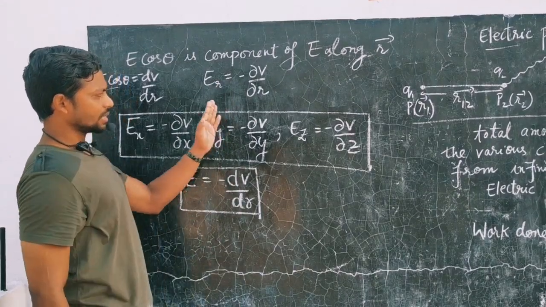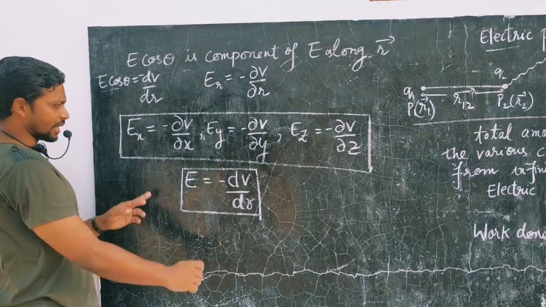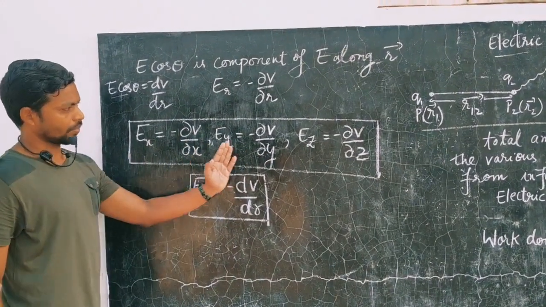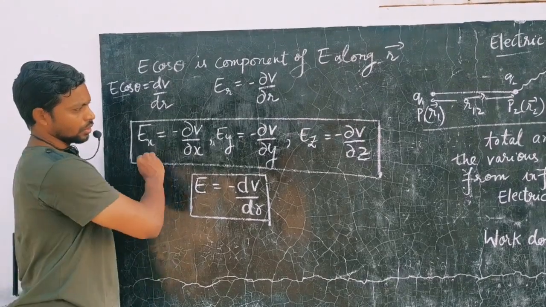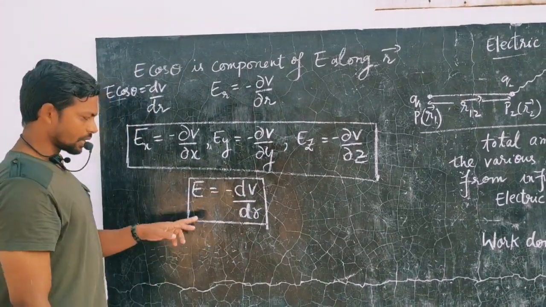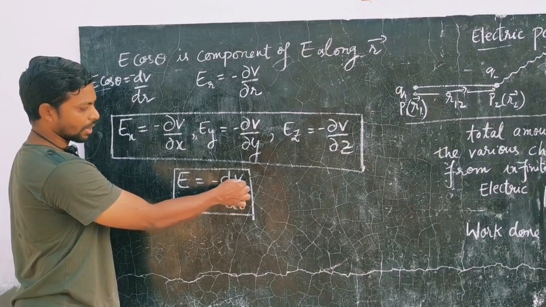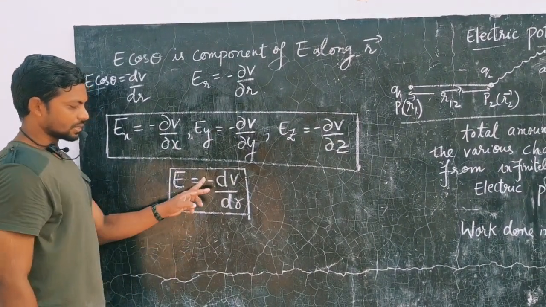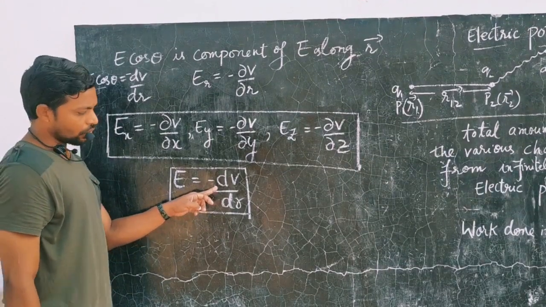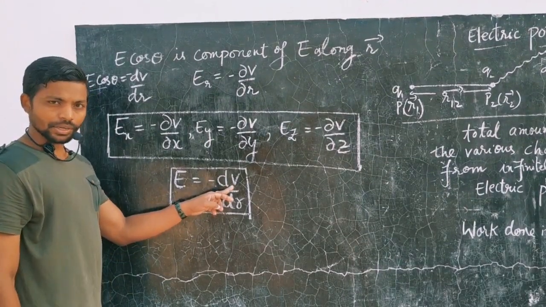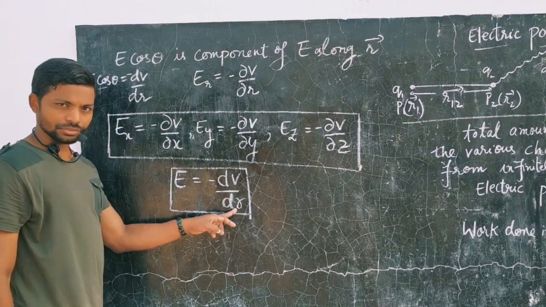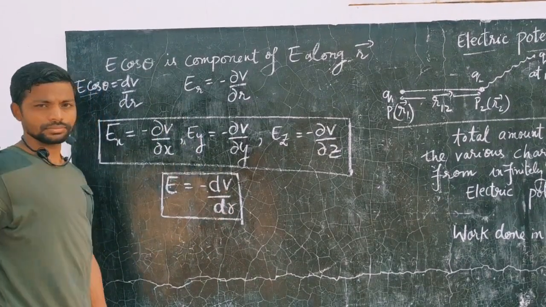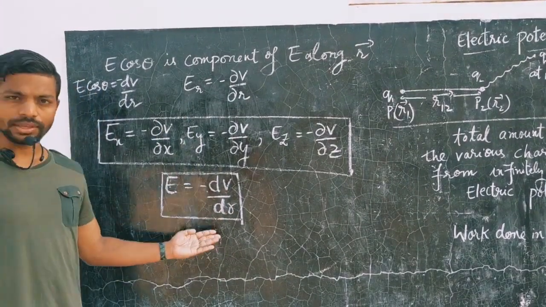So this can be generalized again for all the axes, x-axis, y-axis and z-axis. I can write this equation in this way. So all these three generally can be written as E is equal to minus dV by dr. What it means is electric field intensity is the negative rate of change of potential with respect to the distance travelled in that particular direction. That is the relation between E and V. E is equal to minus dV by dr.